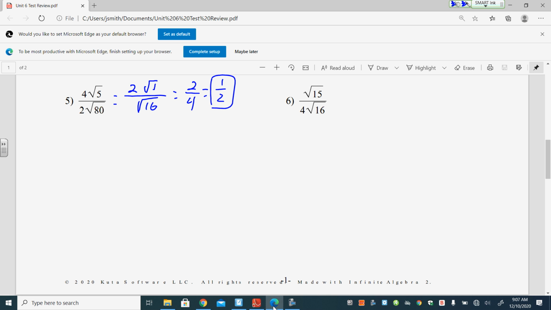All right, same concept on number 6. However, just looking at it, we're like, oh man, 15 and 16 does not divide. So now we're just going to simplify. Square root of 15 is 3 and 5, so that doesn't break down any further. But the square root of 16 is 4, so that becomes 4 times 4, which is in fact just 16. So that'd be the answer there.